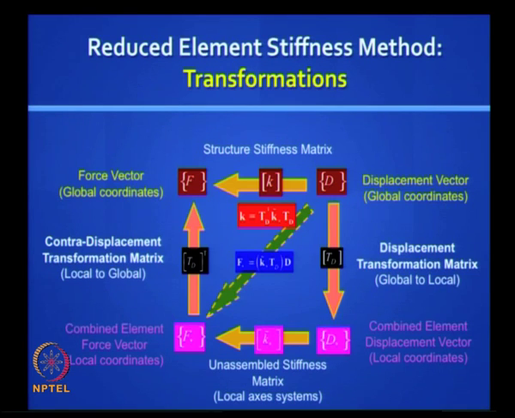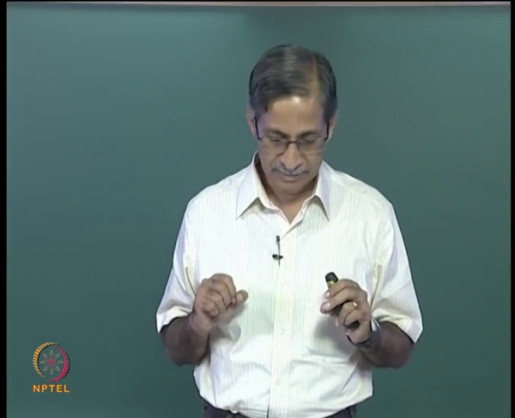This slide again is familiar to you. Here you need to first generate the displacement transformation matrix, which relates the global displacements to the element level displacements. Then you have this matrix which is called the unassembled stiffness matrix in the local axis. What is the nature of this matrix? Remember there is a tilde here, it is K star tilde, it is a diagonal matrix where you just lump together in the diagonal all the different element stiffness matrices.